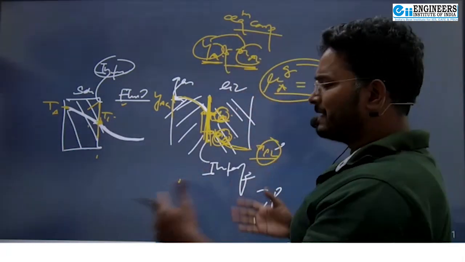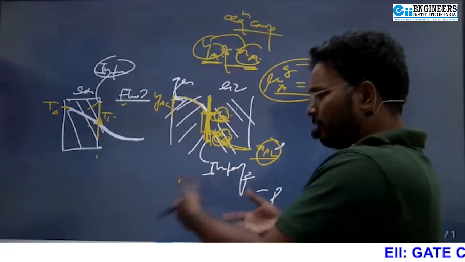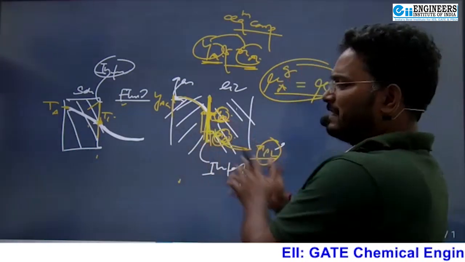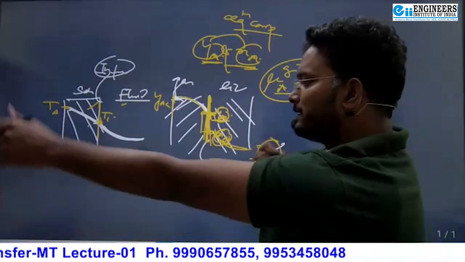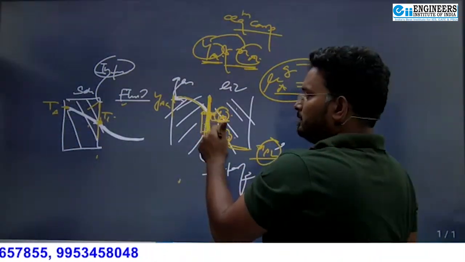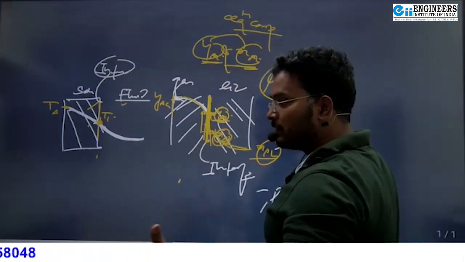YI may be more than XI and vice versa. But anything may be equal. Any possibility is there; that depends upon the equilibrium value. Clear? And actually this is solubility. This equilibrium value, solubility, is also the condition of equilibrium.